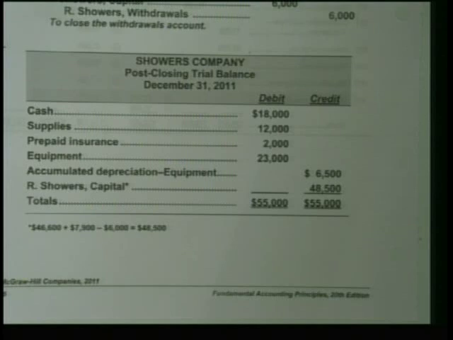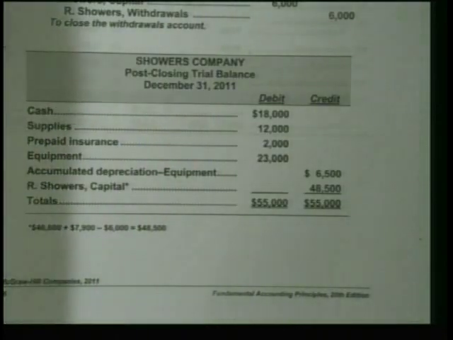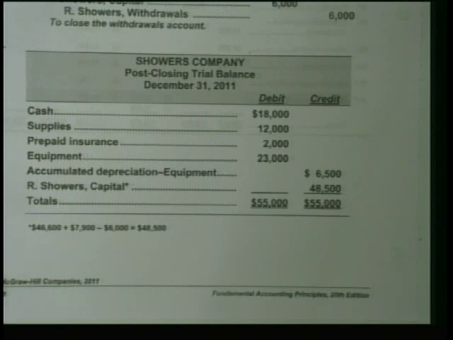Okay? Everything on here is a permanent account, right? Now, if you made the mistake of putting the beginning balance of capital in of $46,600, this thing doesn't balance. The debits don't equal the credits, do they? Remember, the balance of capital is the beginning balance of $46,600 plus the $7,900 credit that we posted to it in the third closing entry. And then we debited capital for $6,000 in the fourth closing entry. And that gives us our ending balance of $48,500, which goes in the post-closing trial balance.